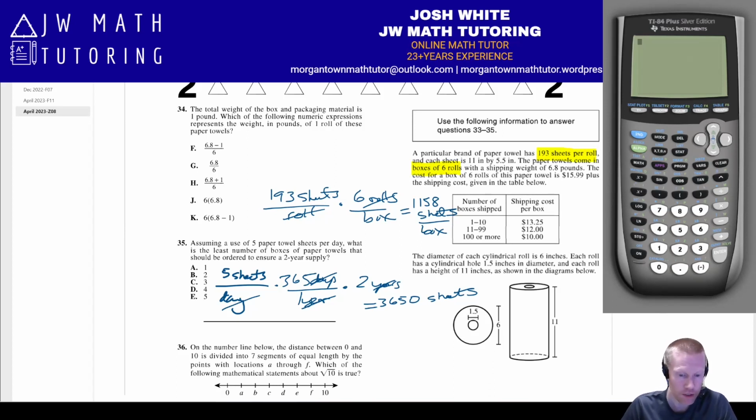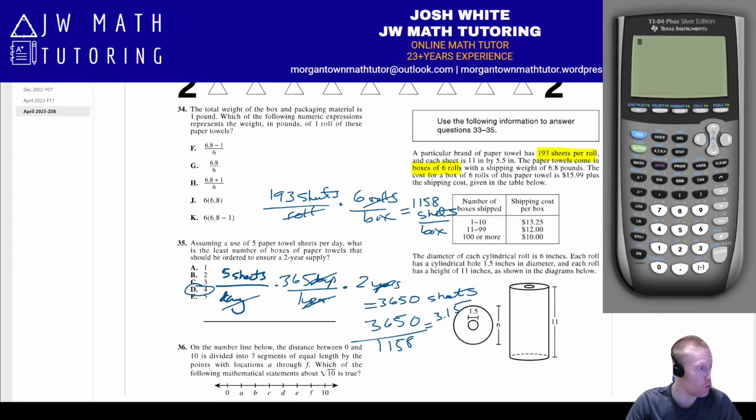Okay, so now how do we determine the number of boxes that we need? Well, we're basically going to just take these 2 numbers and divide them. You could technically back solve this. Basically you're taking 1,158 and asking what you multiply by to make it greater than or equal to 3,650, which is really the same as taking 3,650 and dividing it by 1,158. However you want to think about it, it comes out to 3.15. Therefore, the minimum number of boxes you need is 4.